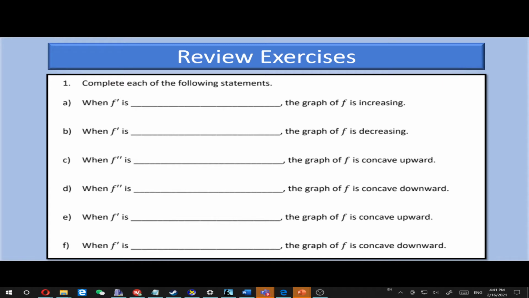What about f prime lets you know if the graph is increasing? f prime is positive. Okay, if f prime is positive.